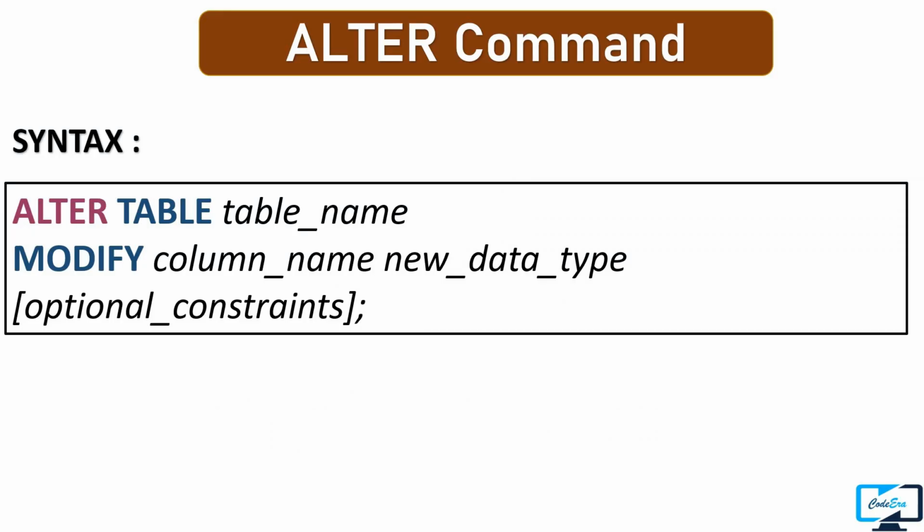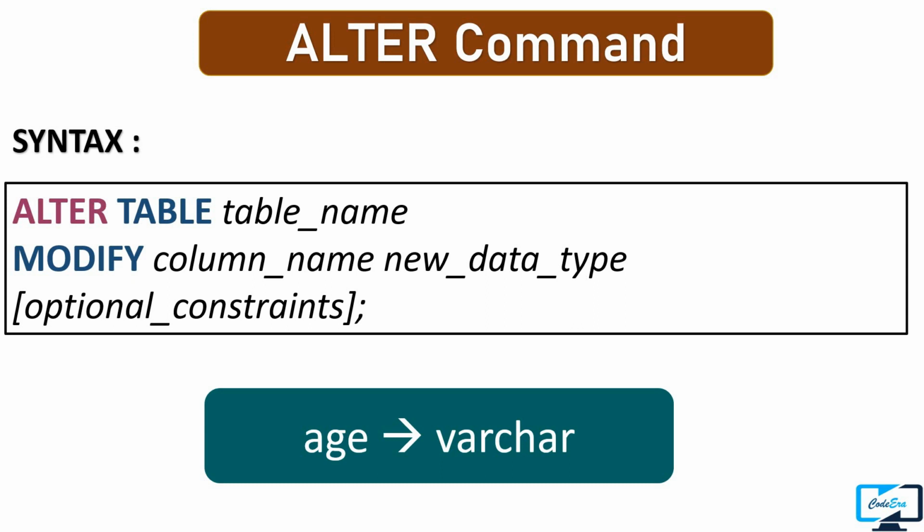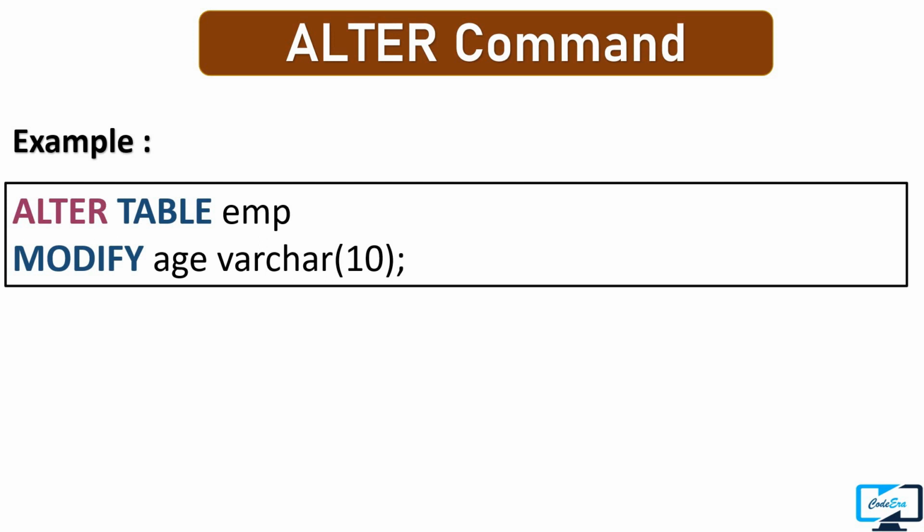So this is the syntax to modify a column in a table. We will write alter table, table name, and we will write modify keyword with the existing column name that we want to modify. And then we have to write our new data type for the existing column, or we can also modify the constraint of that column. So now in our case, I want to modify the data type of age column from int to varchar. And I also want to remove not null constraint. So I will write alter table EMP, modify age varchar 10.